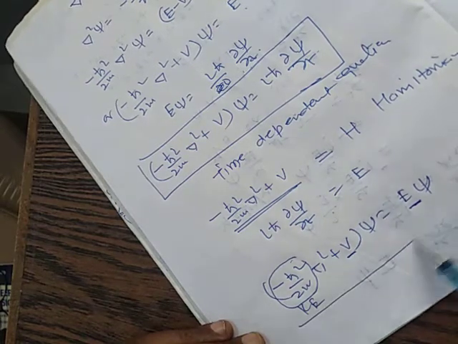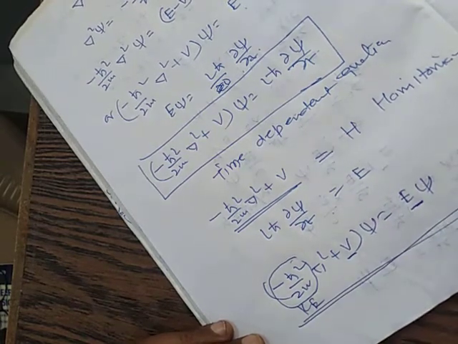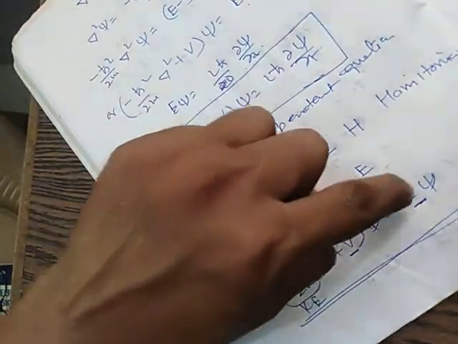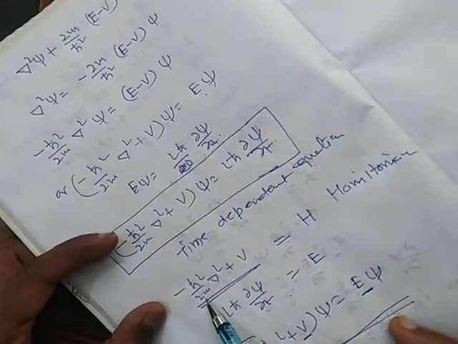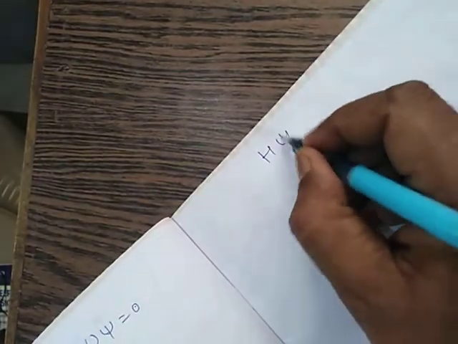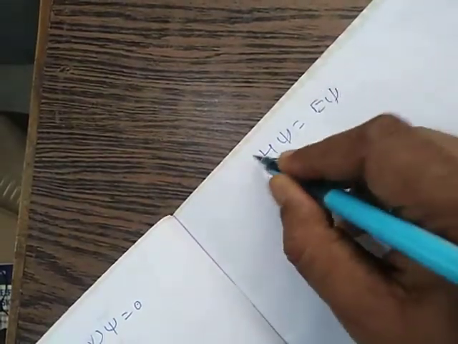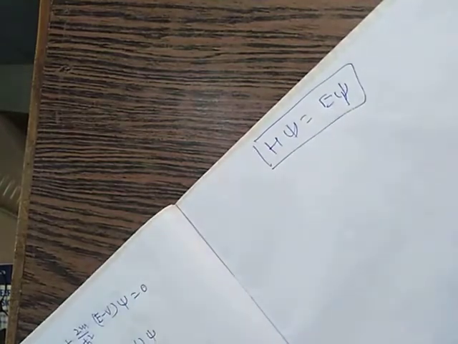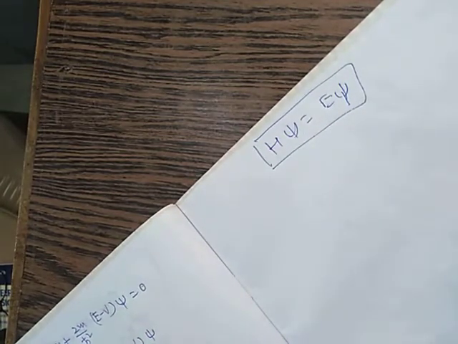So the Schrodinger equation is nothing but an energy equation in which the sum of kinetic energy plus potential energy is equal to the total energy. If I write minus h cross square upon 2m del square plus V as the Hamiltonian, then in short form we can write H psi is equal to E psi, and it is the short form of the equation that is known as the Schrodinger time dependent equation.